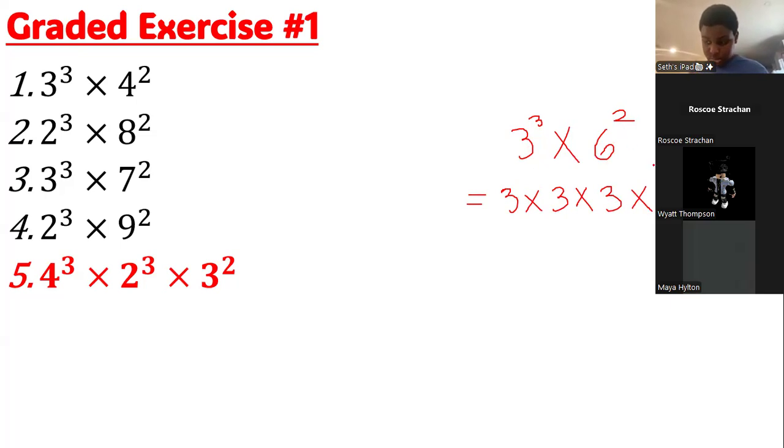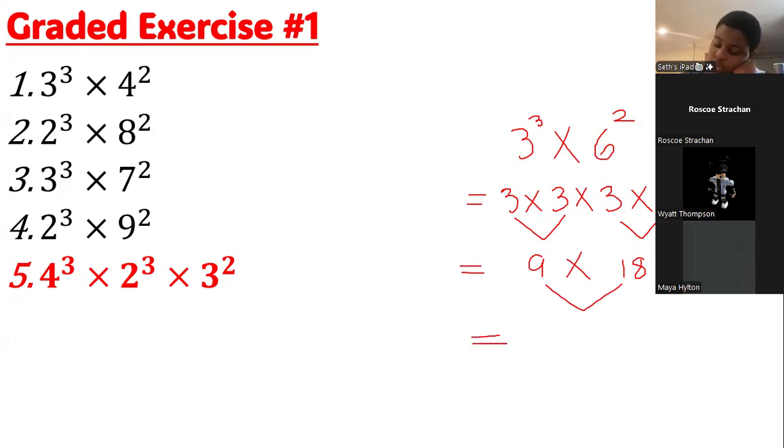Multiplied by 6 squared. What does 6 squared mean? How many times do we write 6? Twice. Very good. Then we do 3 times 3. What is 3 times 3? 9. Very good. 3 times 6 is what? 18. Good. And we bring down the 6.